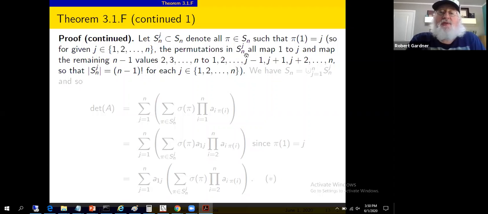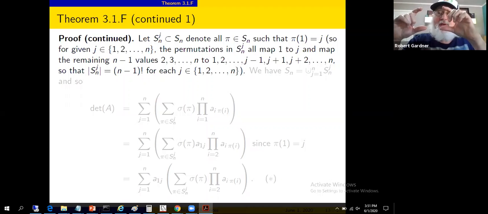The permutations in S sub 1 super J all map 1 to J, and they map the remaining values 2 through n to the values 1 through n, except for J, because 1 is mapped to J. So we've lost 1 as an input value, and we've lost J as an output value in one of these permutations.